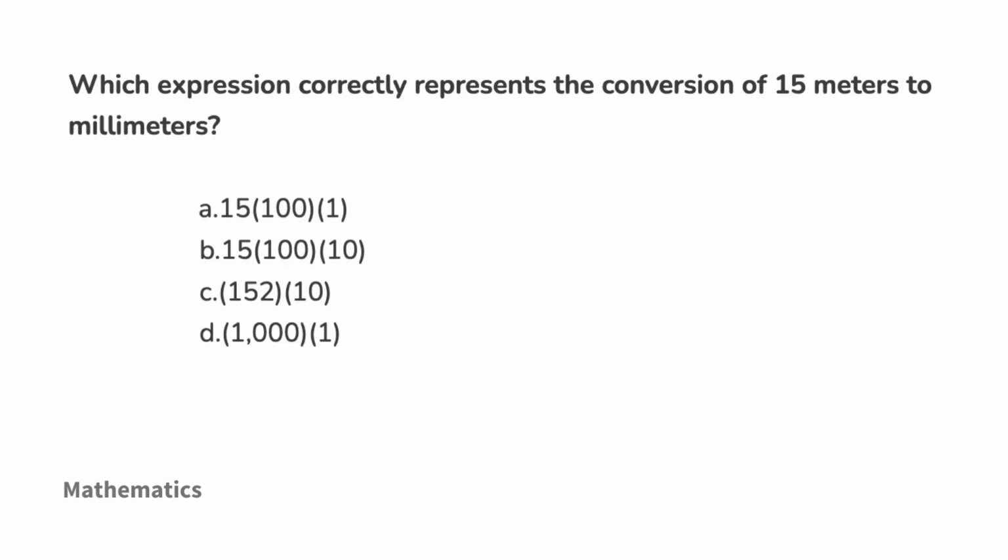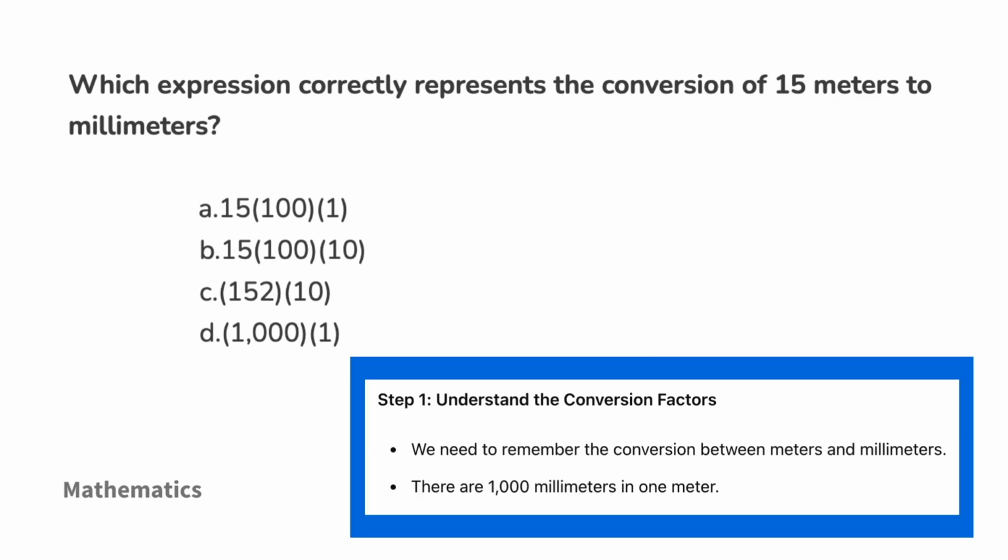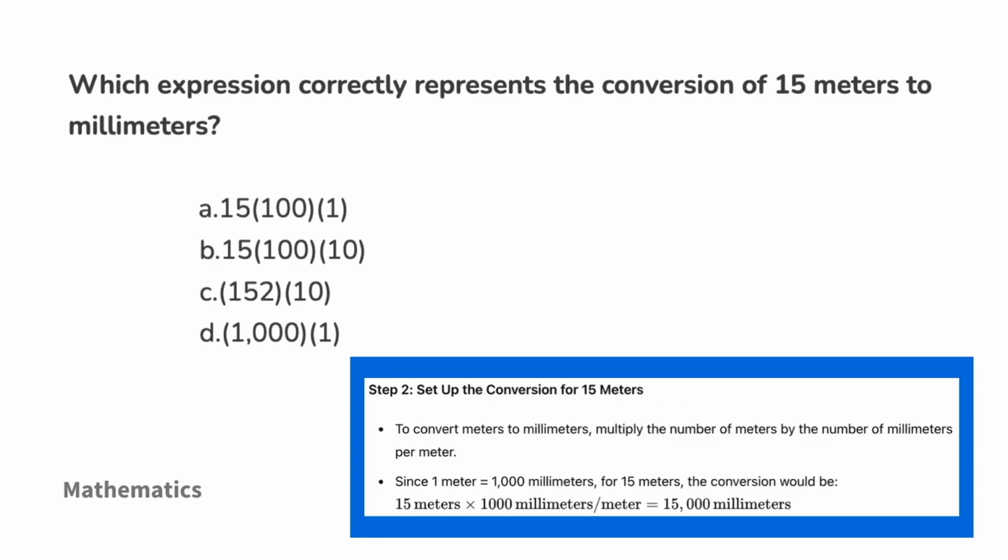All right, moving on. This question reads, which expression correctly represents the conversion of 15 meters to millimeters? Take a moment to answer this question. Come back when you're ready. All right, let's go over it. First, let's recall that there are 1,000 millimeters in 1 meter. Next, we need to set up the conversion for 15 meters. In order to convert meters to millimeters, we multiply the number of meters by the number of millimeters per meter. And since 1 meter equals 1,000 millimeters, for 15 meters, the conversion gives us 15,000 millimeters. And knowing this, we can see that the answer, 15 times 100 times 10, would be letter B.